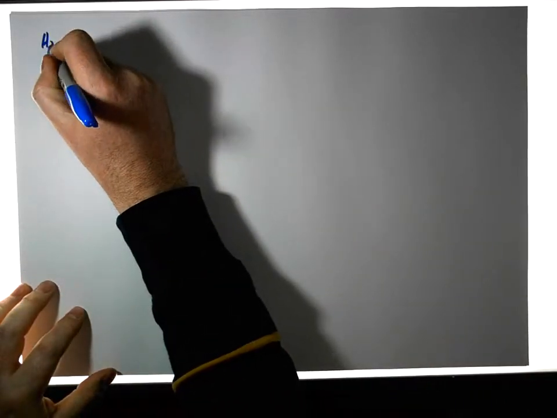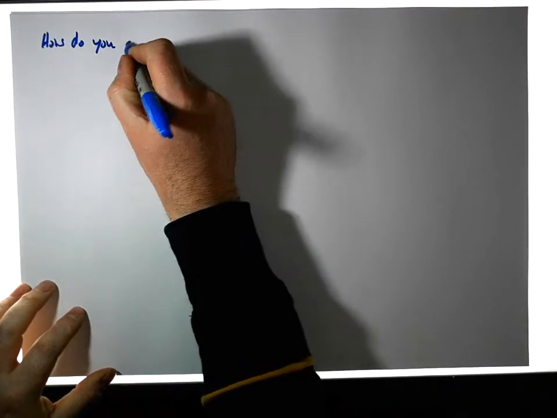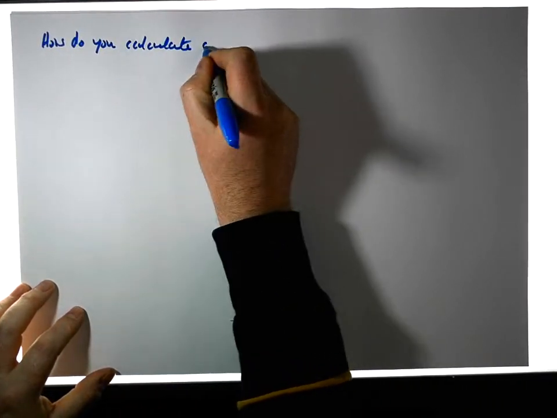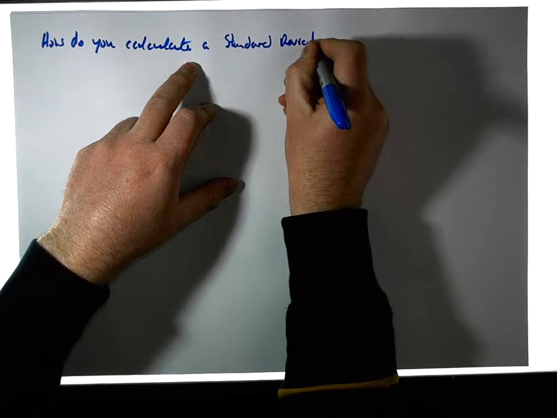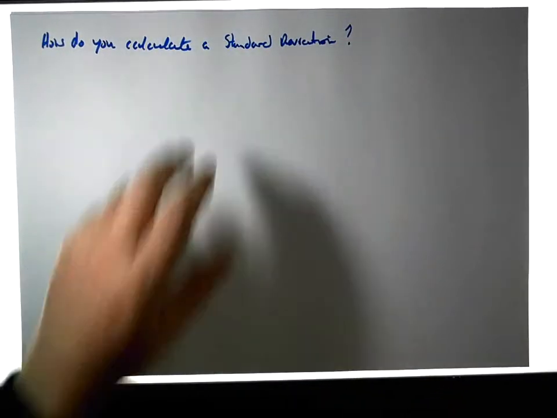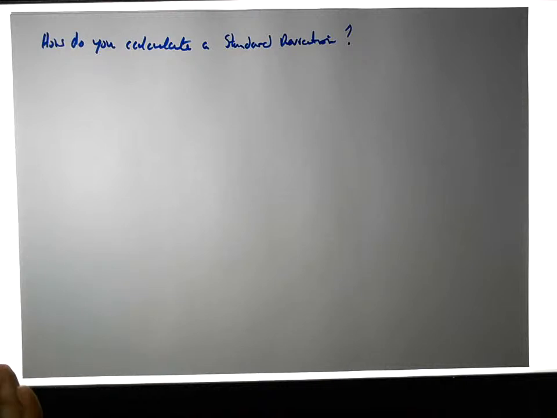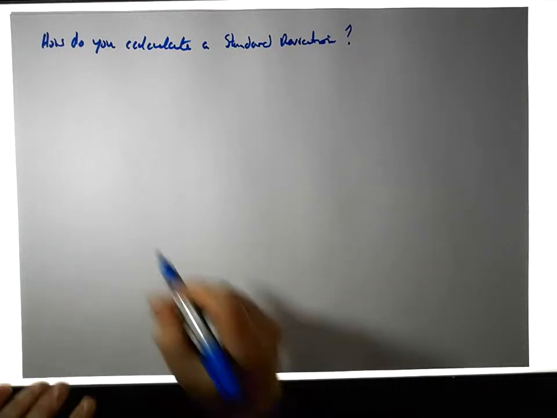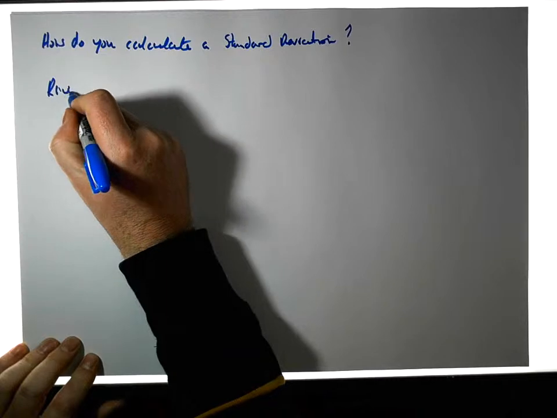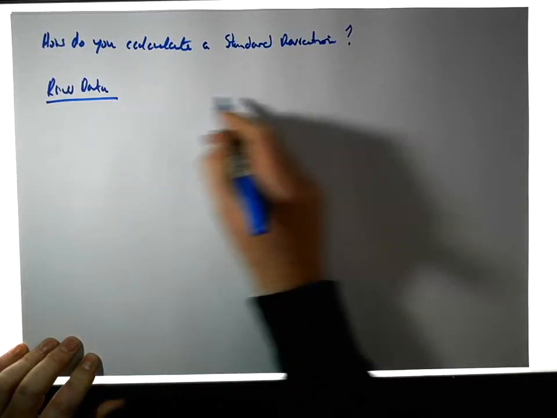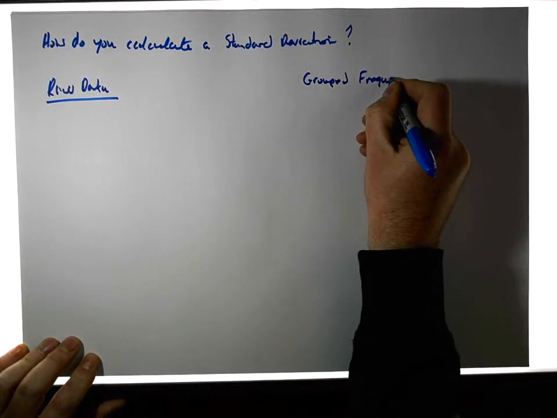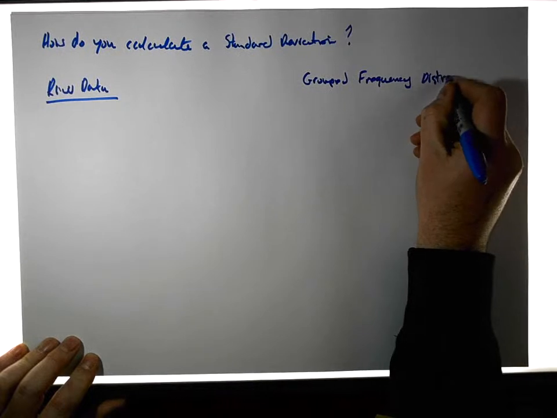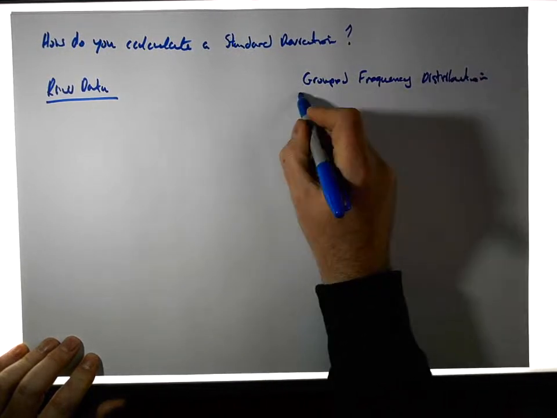Okay, so the question that we have here is how do you calculate a standard deviation? I suppose there are going to be 2 ways, and I'll do it both ways. The first way is using raw data, and the second way is using a grouped frequency distribution. So let's have a look at both ways.